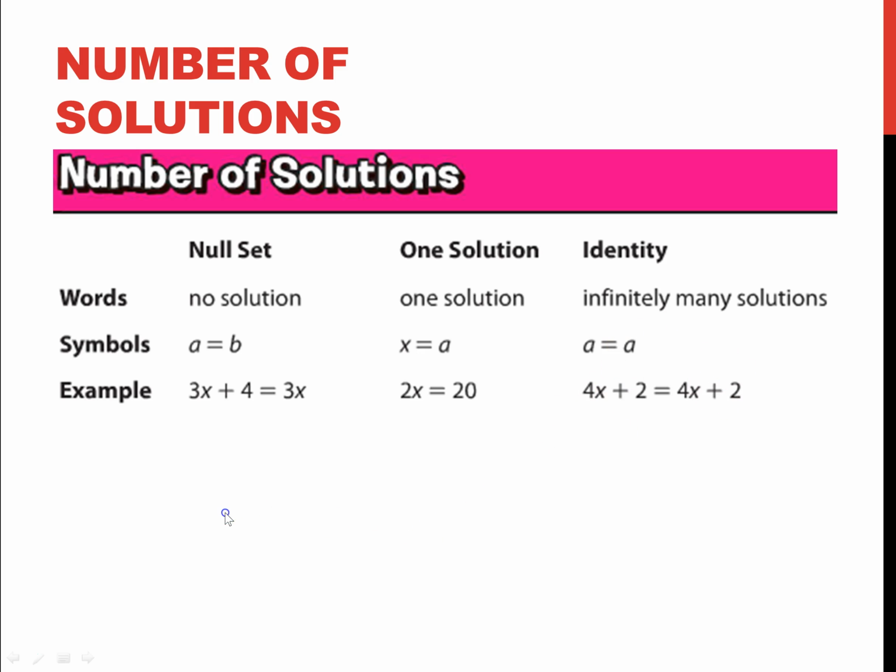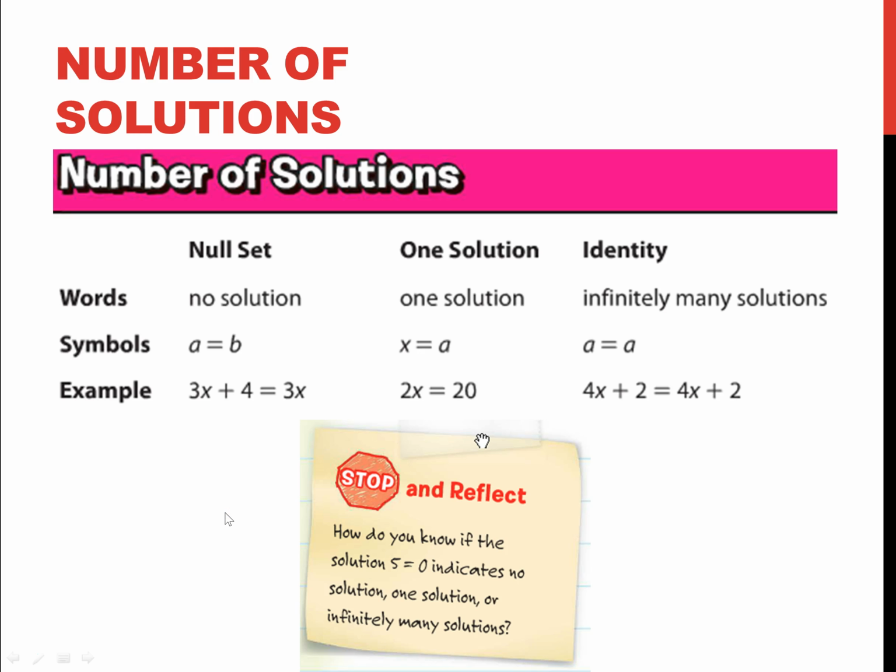Awesome. So this next little bit, stop and reflect. How do you know if the solution 5 equals 0 indicates no solution, one solution, or infinitely many solutions? Go ahead and identify what that is. I'm not going to say.